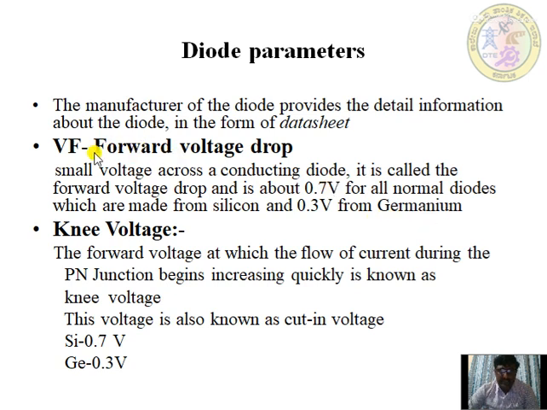So that is the knee voltage. At the point of knee voltage, that is known as the forward voltage at which the diode starts conducting. It is also known as the forward voltage drop, and for silicon it is 0.7 and for germanium it is 0.3 volts. The knee voltage is the forward voltage at which the flow of current through the PN junction begins increasing quickly.